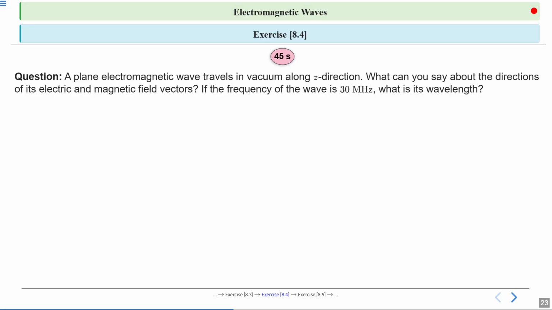Next exercise 8.4. A plane electromagnetic wave travels in vacuum along z direction. So direction of propagation is given. What can you say about the directions of electric and magnetic field vectors? If the frequency of the wave is 30 megahertz, means 30 into 10 to the power 6 hertz, what is its wavelength? Okay, so I will give you some time to solve it.